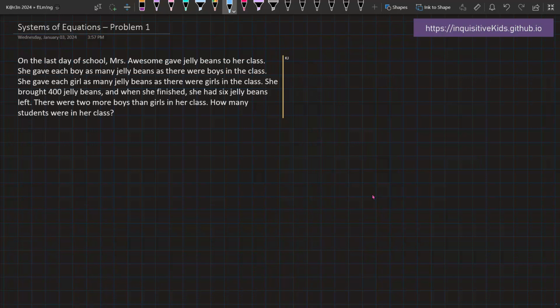Let's start by setting the variables. Obviously, we're trying to find the total number of students in her class, and they're split into 2 groups, boys or girls. So, we can set the variables b as the number of boys, and g as the number of girls.